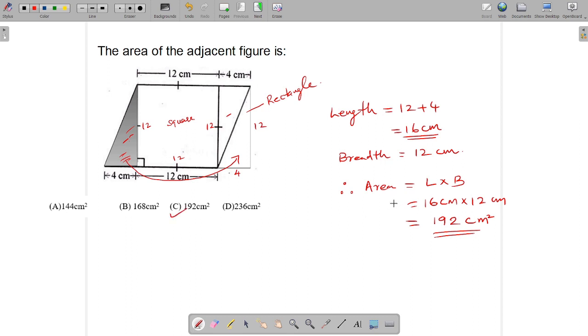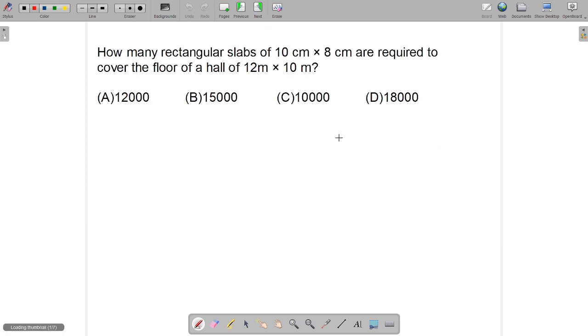Dear children, let us have another question. The question is, how many rectangular slabs of 10 centimeter by 8 centimeter, it means that 10 centimeter is the length and 8 centimeter is the breadth, are required to cover the floor of a hall that is 12 meter length and 10 meter width? What to do? First of all, we have to find the area of the floor. Area of the floor is equal to 12 meter into 10 meter. But the slabs are given in centimeters, so we have to convert it into centimeter.